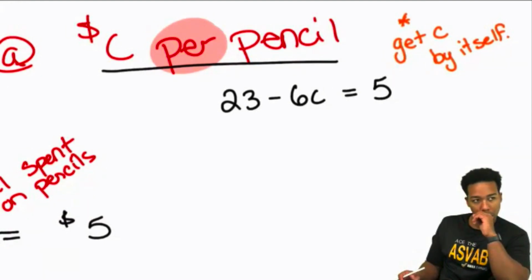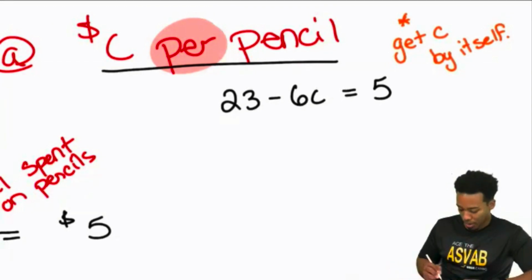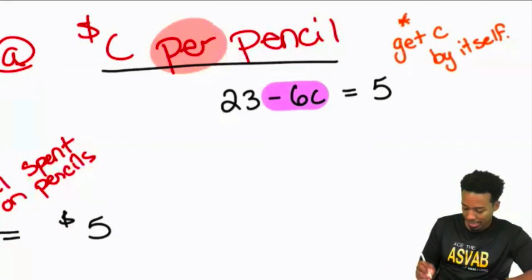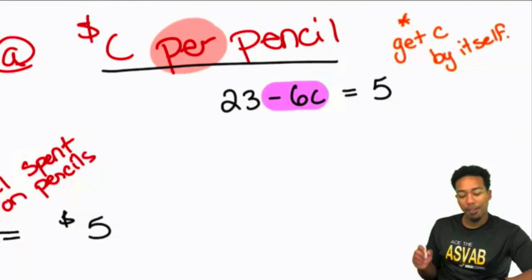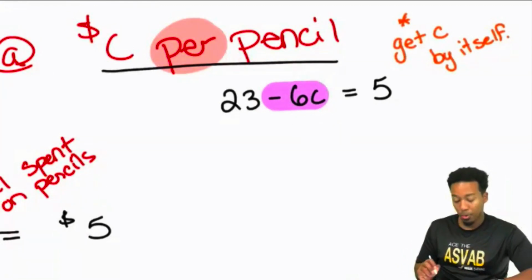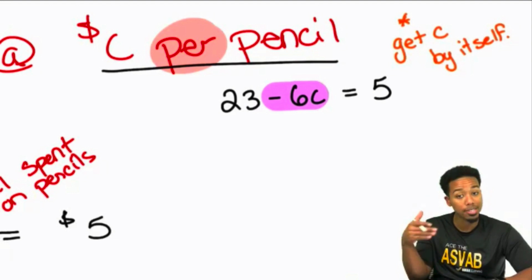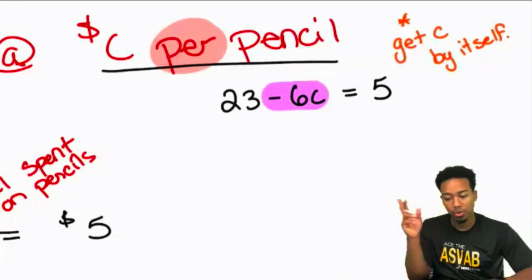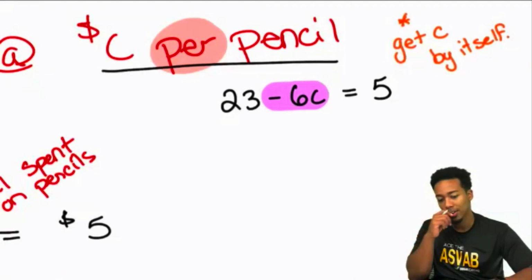If we want to get C by itself, let's go ahead and move that 6C. Everybody, right now we see minus 6C. If I wanted to get rid of that minus 6C and put it on the other side, remember that we have to perform the opposite operation. So what would we do to both sides here to move the 6C over? If it's saying minus 6C right there, what should we do?